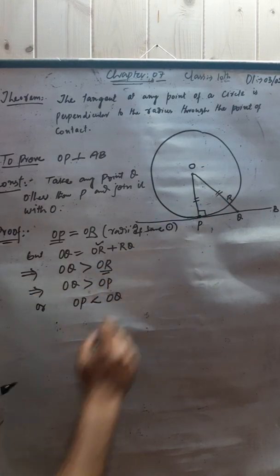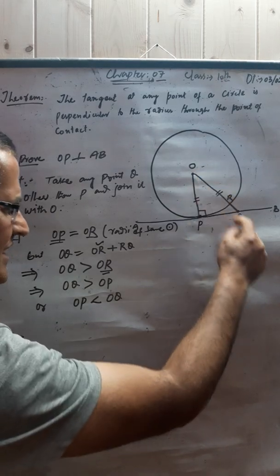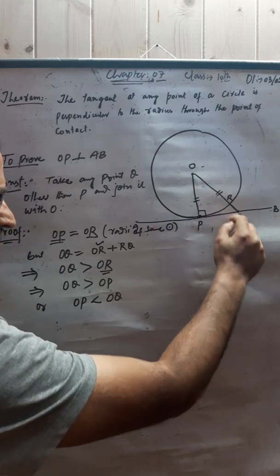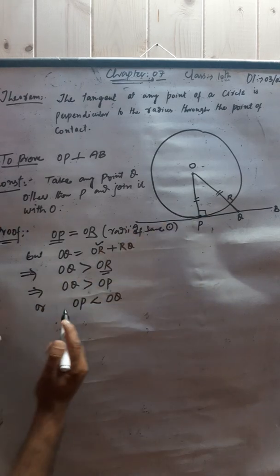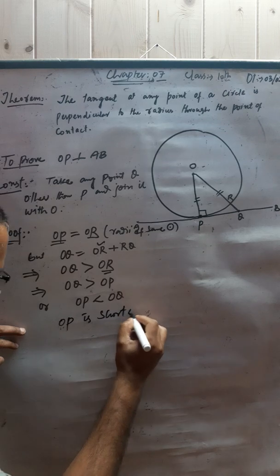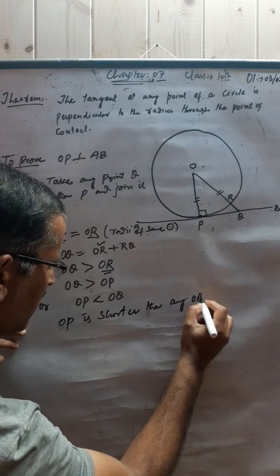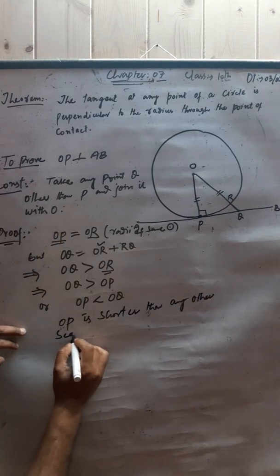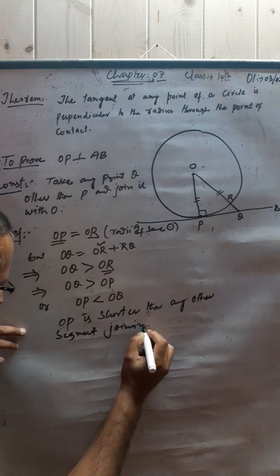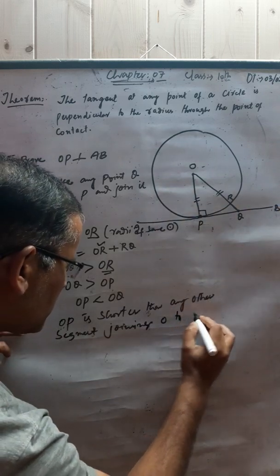It means OP is shorter than any other segment drawn from O outside the circle to the tangent AB; that will be greater than OP. So we will write: OP is shorter than any other segment joining O to tangent AB.